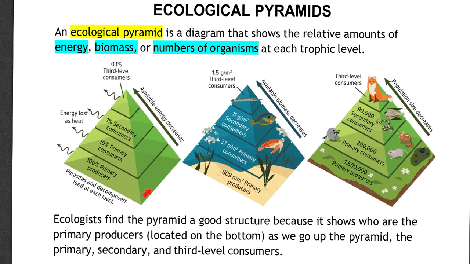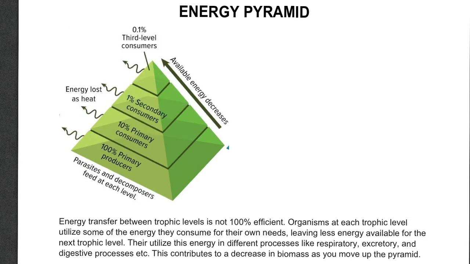As you can see, there are three types of pyramids. The first one is the energy pyramid, the second one is the biomass pyramid, and the third one is the population pyramid. Let us discuss each pyramid one by one. The first one is the energy pyramid.